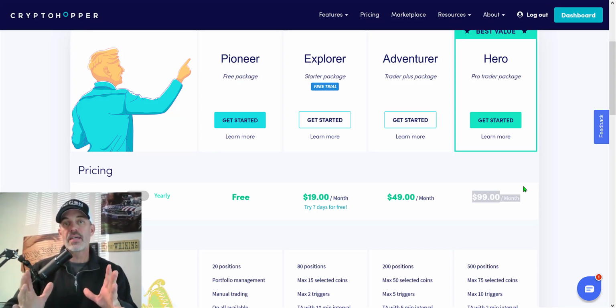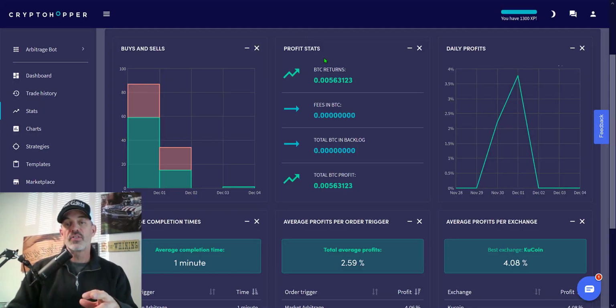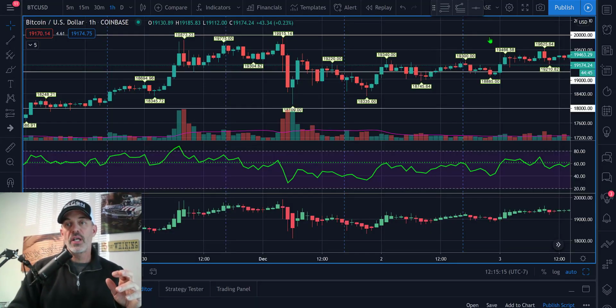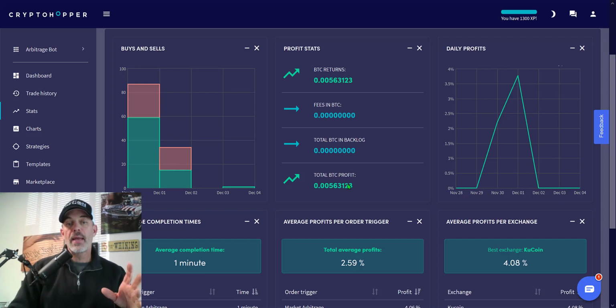Now, with that all being said, let's get to the results. And from the stat page, you can see I started the bot November 28th. Today is December 5th, so it's been running for 1 week, and it has generated profit of 0.0056 Bitcoin. And Bitcoin is currently trading at 19,463. I did some quick math based at 19,000. This would be $106 profit.